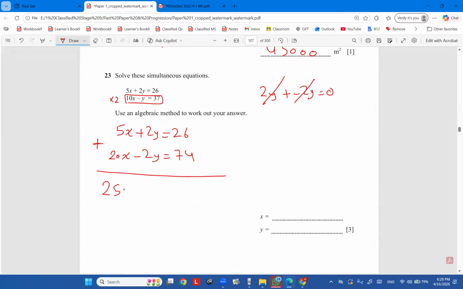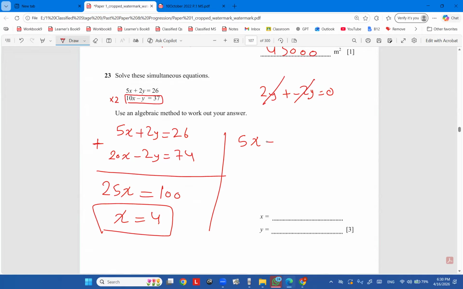This gives you 25x plus 2y plus negative 2y, bye-bye, equals 26 plus 74, which is going to give you exactly 100. So x equals 100 divided by 25, which is 4. We got the x, we need now to get the y. Get the first equation or the second equation, it's totally up to you.